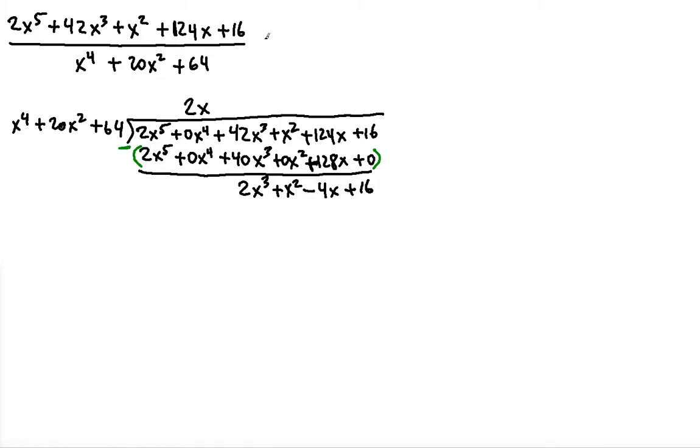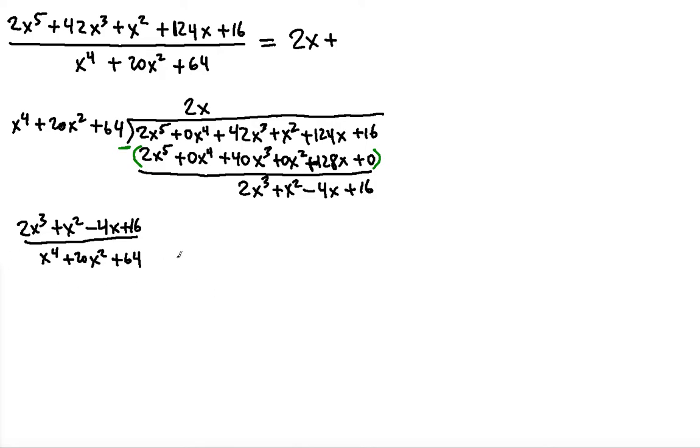So the answer to this is, as you can see, 2x, right? Plus, and now we're gonna have a fraction that we're gonna use to find the partial fraction decomposition, right? So what we get here is the quotient and also the additional fraction, which is comprised of the remainder, 2x to the third plus x squared minus 4x plus 16 being divided by the divisor, x to the fourth plus 20x squared plus 64.